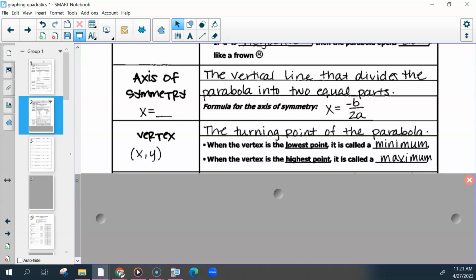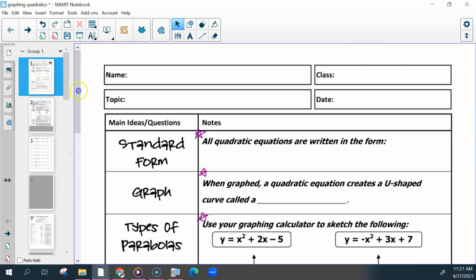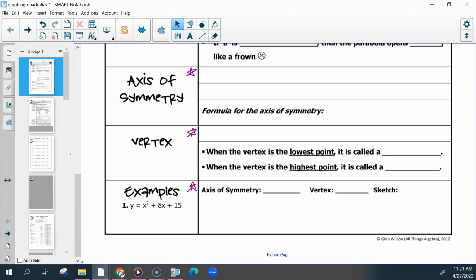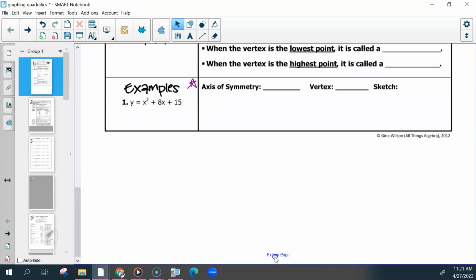It's going to be an example. We're going to do this together. Okay, so we're going to do a couple of these examples together so you can get a feel for how to do the work, how to do the rough sketch, and then we'll actually graph some.